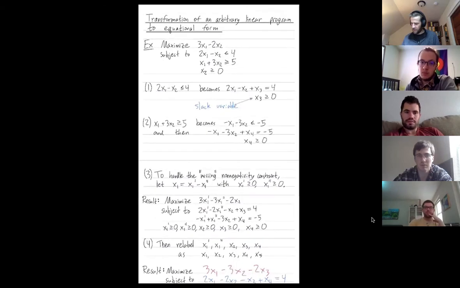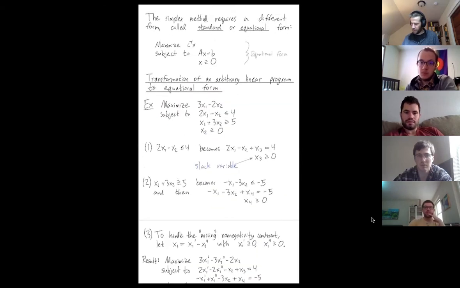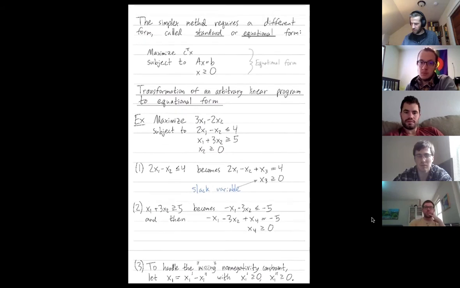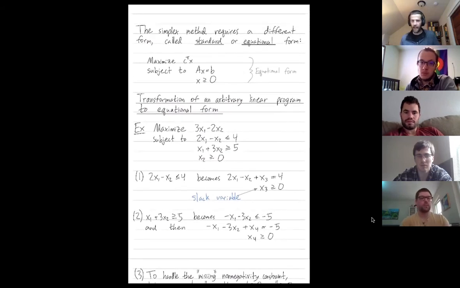So let me emphasize again, this is worth reviewing. Slack variables will certainly come up again. And I'll put this as a sample homework problem that you could choose to do. But it's important to be comfortable taking any linear program, putting it in equational form. All the constraints are equalities, except for our non-negativity constraints on every single variable.